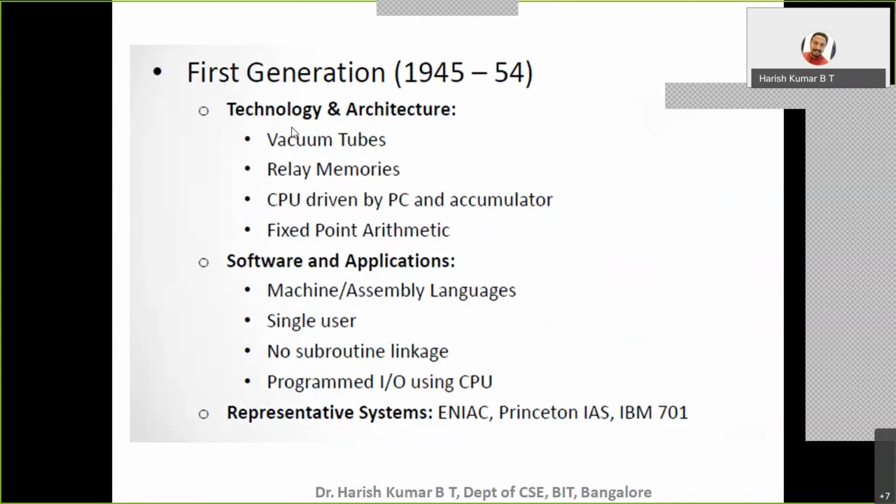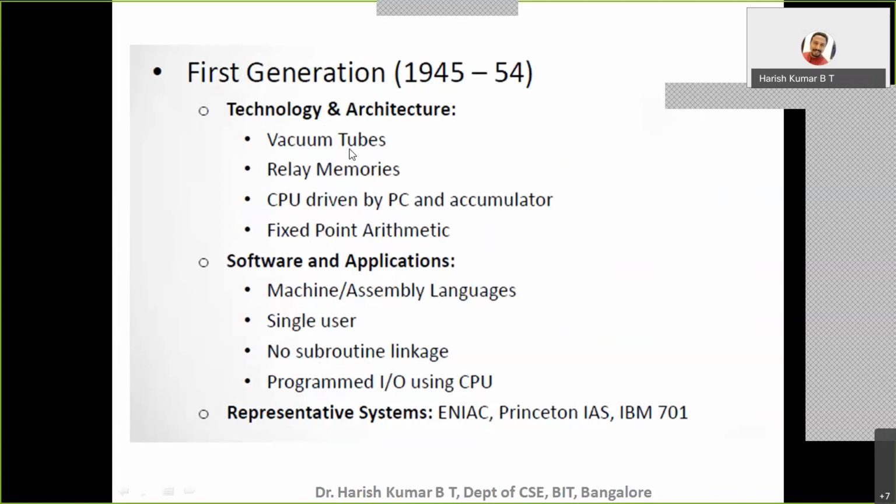So the major components of the computer systems were vacuum tubes. These days, the major components of the computer systems are integrated circuits, ICs. By that time, there were no ICs, integrated circuits were not there. So all were vacuum tubes, and then relay memories.